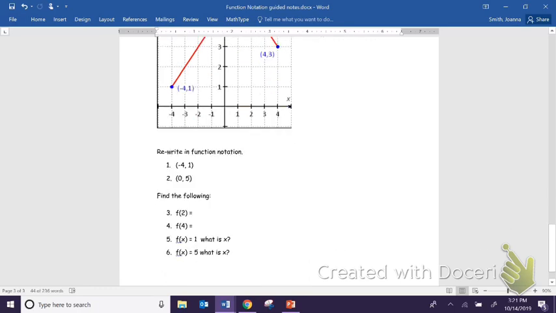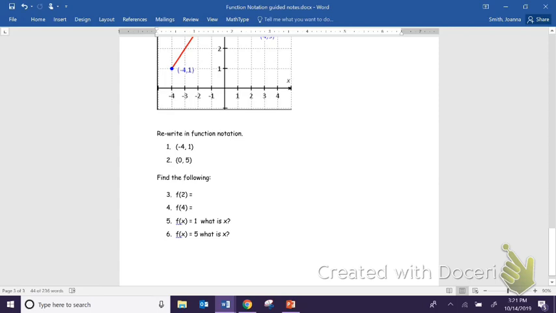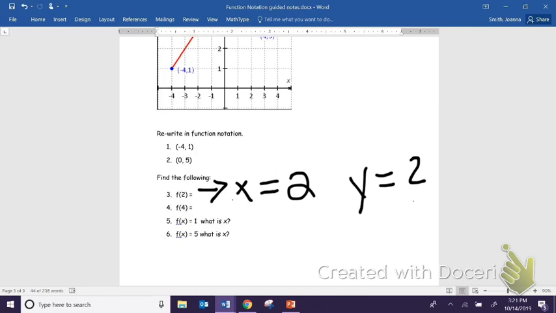Then we can interpret and use those warm-ups that we've been using and find those values. So look at number 3. You have f of 2 is equal to what? What they're asking you, and this is the most important thing, is when x is equal to 2, what is my y value? Okay, I'm doing this one right here. What is my y value?